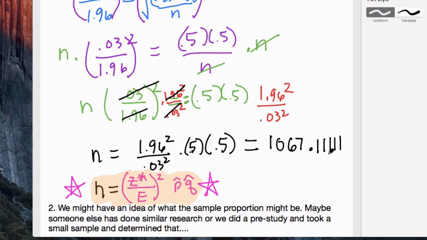0.11111 goes on forever. You're not going to be able to sample 1/9 of a person, so go ahead and round up. Instead of taking a part of a person, just take the whole person. So round this up to 1067. Oh, I lied there. 1068.